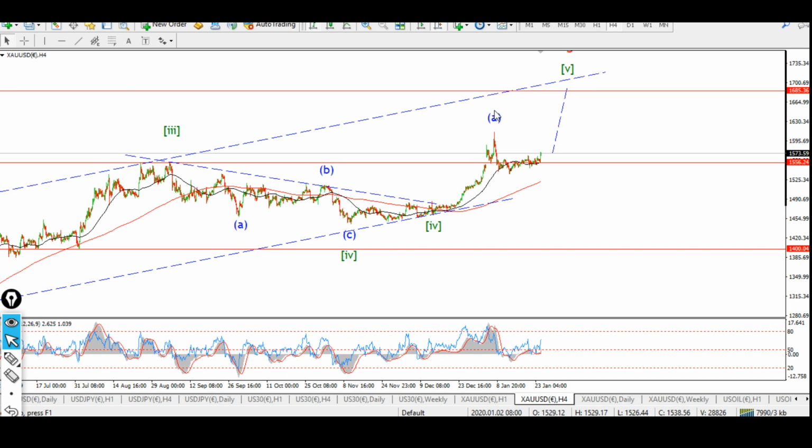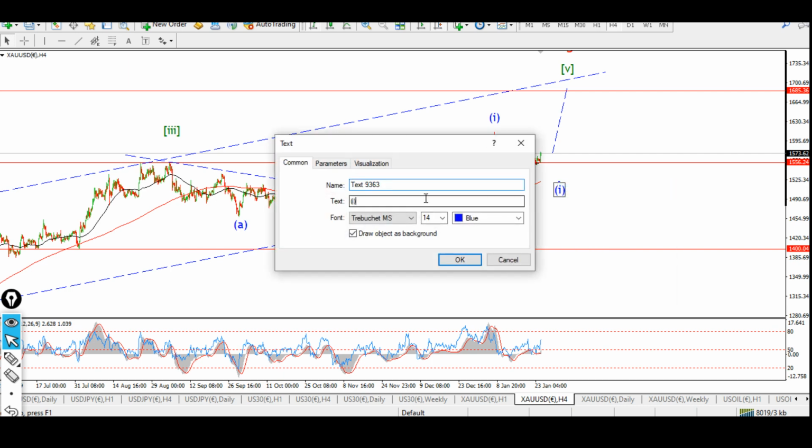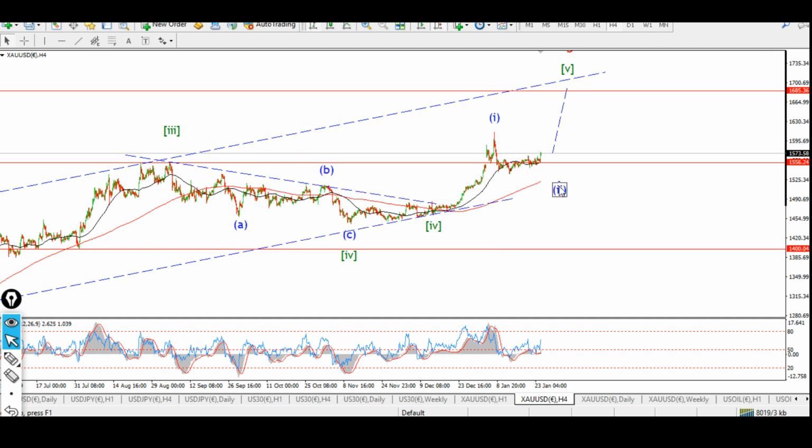wave 1, 2. Well, there's two scenarios, let's say. We could have wave 1 and 2 complete, and now we're beginning to move higher into a third wave. Or we have 3 waves down in A, 3 waves up in B, and then we move lower into wave C sometime next week. But for the moment, we're still looking bullish.